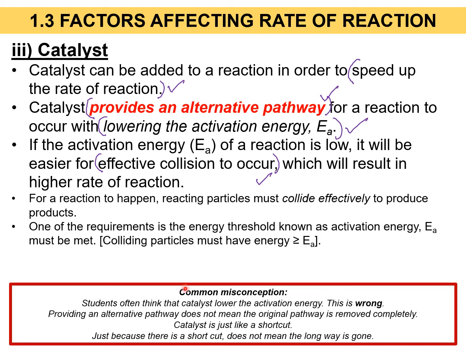When you say it only lowers the activation energy, it means you discard the idea that the catalyst provides a shortcut. Because when you have a shortcut, it doesn't mean the old road disappears. The old road is still there. It's just that when you provide a shortcut, the journey becomes shorter. So that's why it's important to mention an alternative pathway. Just because there is a shortcut doesn't mean the long way is gone.